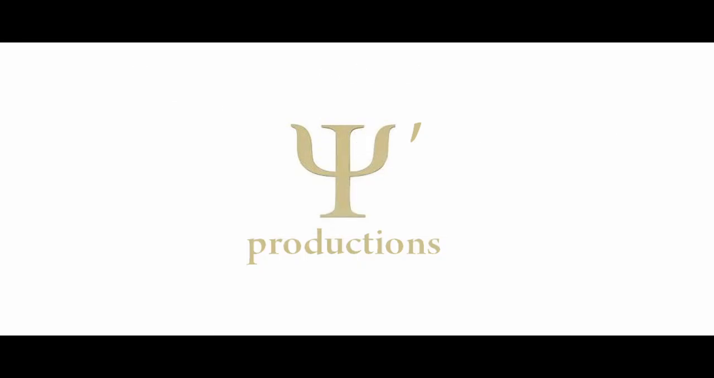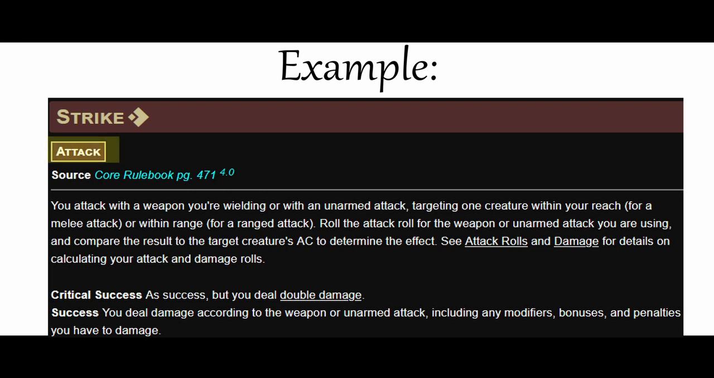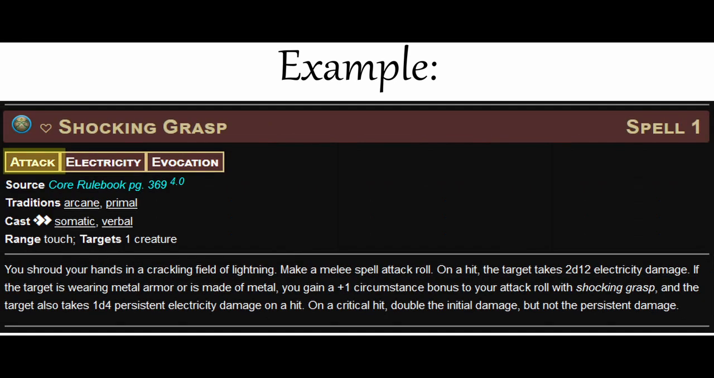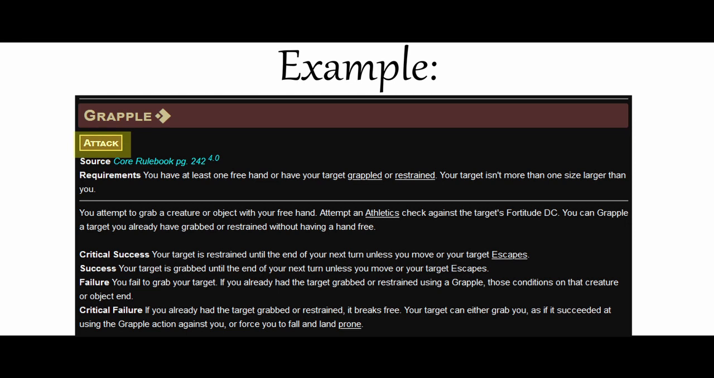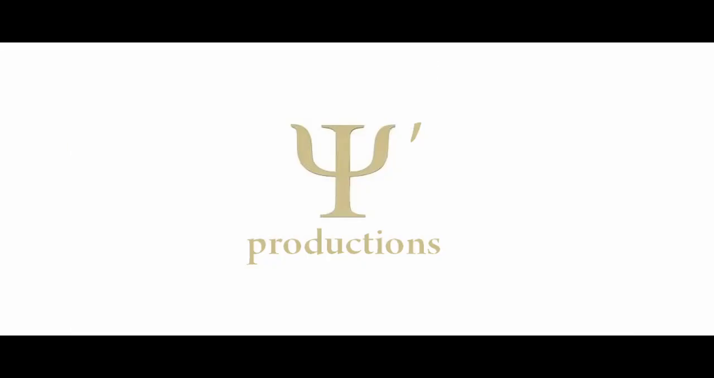Attack. Attack may seem self-explanatory, but an attack is any action that has the attack trait or keyword. This includes bonking someone with your sword. Certain spells are also considered attacks, as are things that you can do in combat, such as trying to disarm or grapple someone. We'll talk about attacks in a subsequent video.